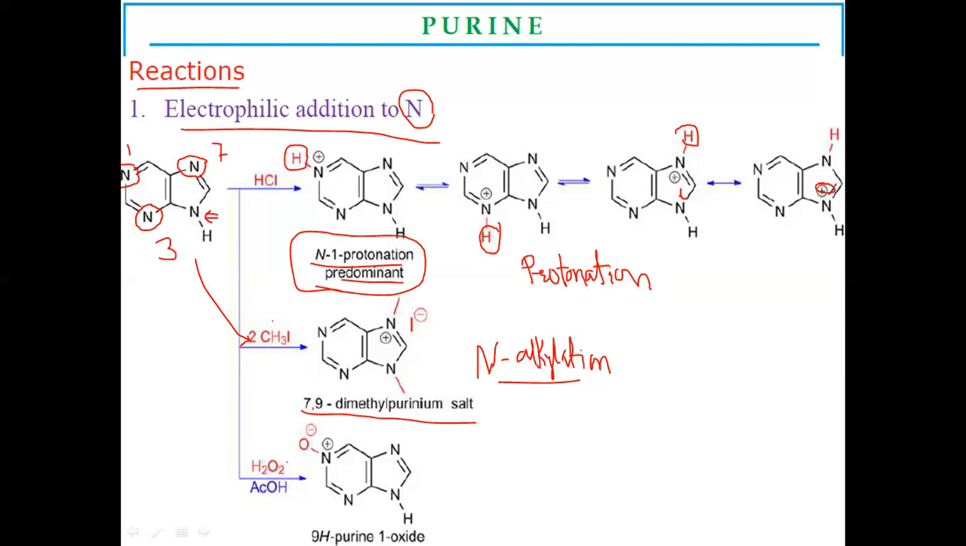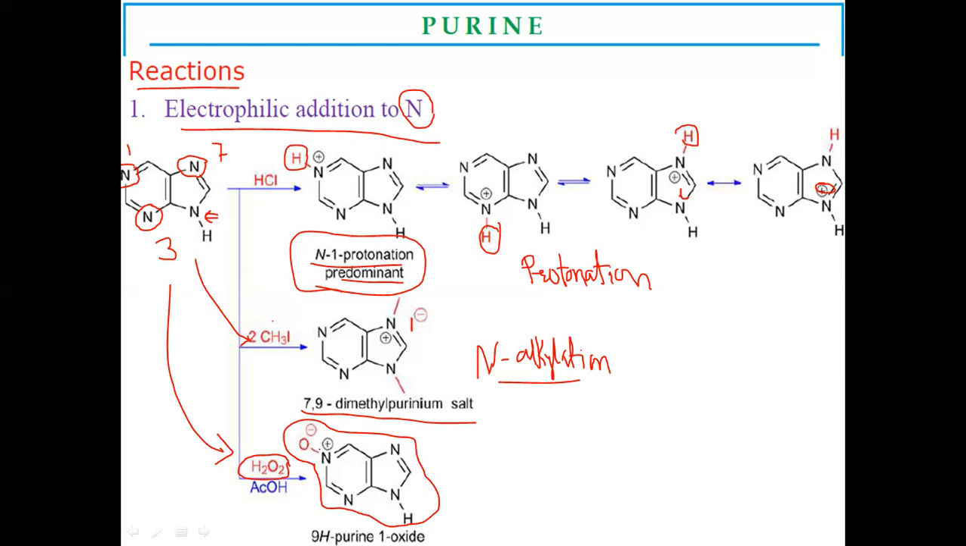And third, there is oxidation in the presence of hydrogen peroxide. It will form the N1 oxide of purine, that is N-oxide 9H-purine. An oxygen is inserted on the first position because the pyrimidine nitrogen has a lone pair of electrons on the nitrogen atom, and it gives addition of electrons on the first position of nitrogen of purines.